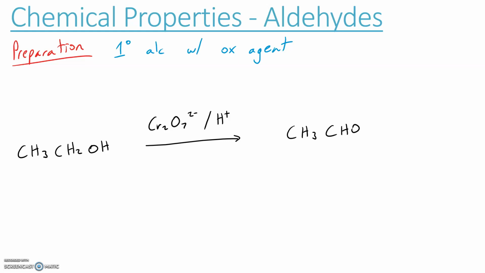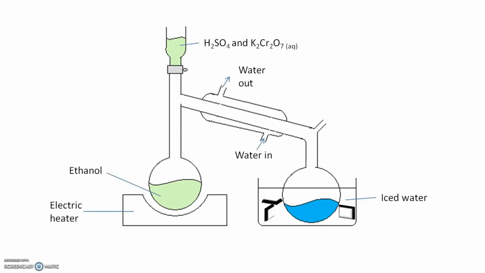Well, there's two ways of approaching this. One way is to have an excess of the alcohol and add the oxidant a little bit at a time, so that there's only enough of the oxidant to oxidize it to an aldehyde, not enough to oxidize it further. Or we can use distillation to capture the aldehyde as it is produced.